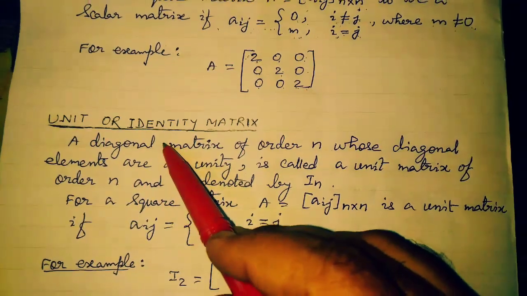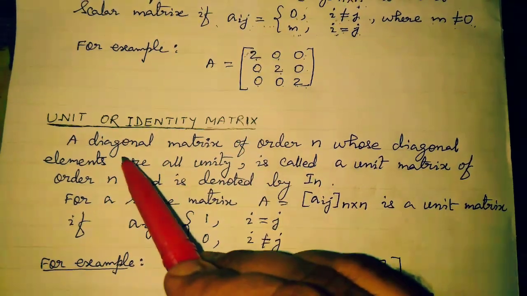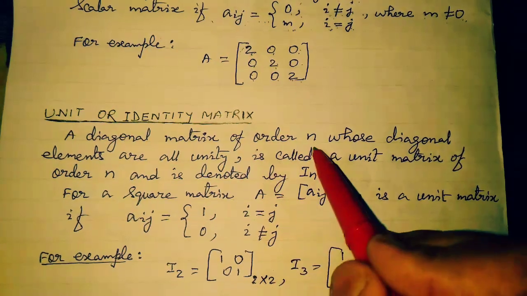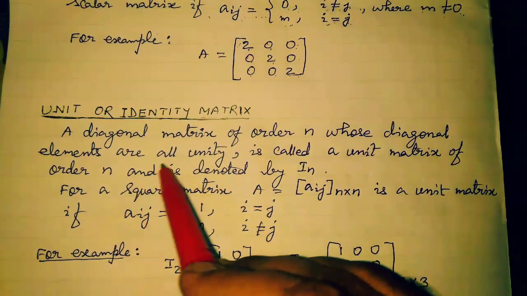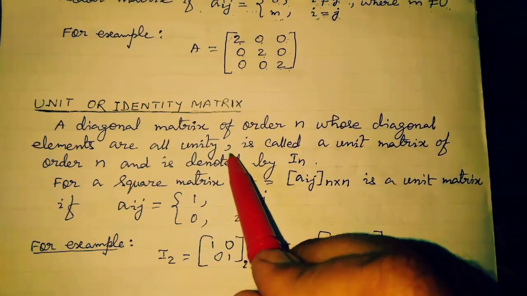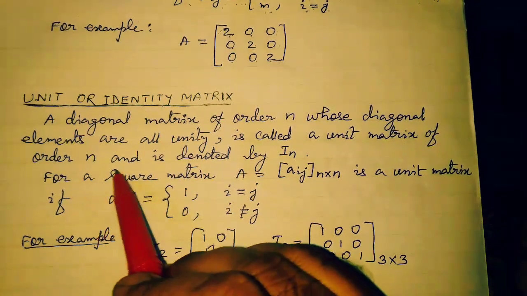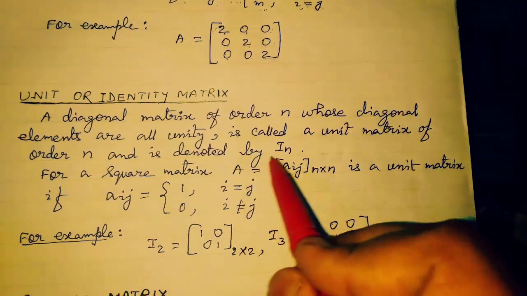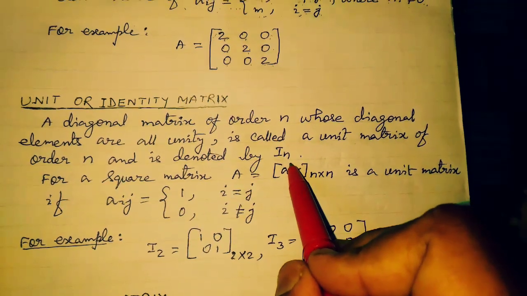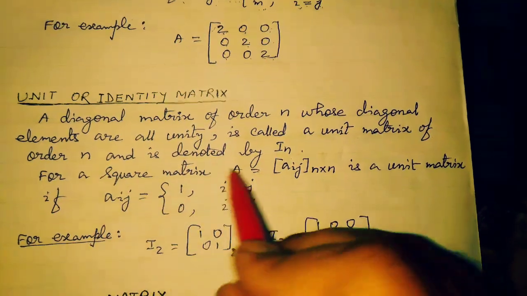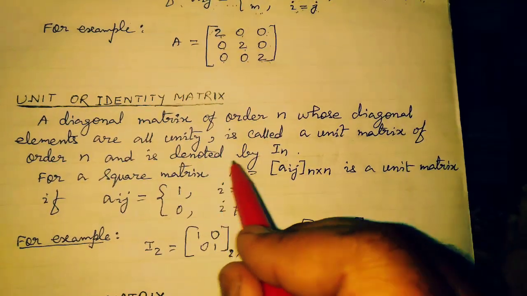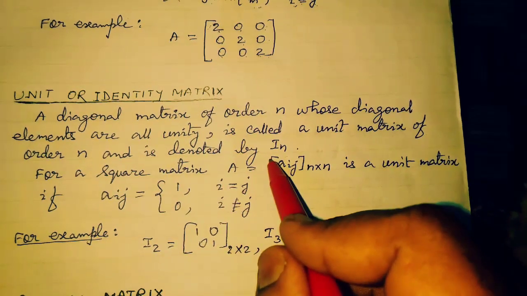Unit or identity matrix. A diagonal matrix of order n whose diagonal elements are all unity, unity meaning 1, is called a unit matrix of order n and is denoted by In. Clear, student? So if the order is 2, then we write I2. If the order is 3, then I3. If the order is 4, then I4, like this only.